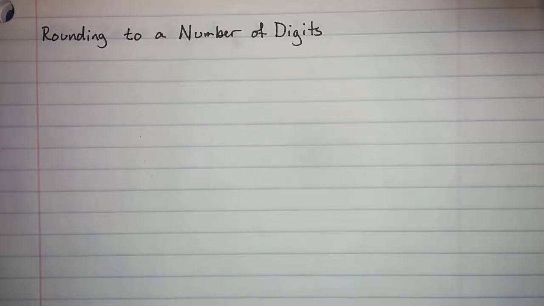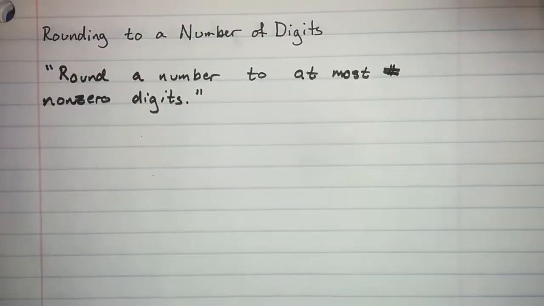The phrasing that we will tend to use is round a number to at most some quantity of non-zero digits. That just means round so that, except for zeros at the end, you only have so many digits. Let's see an example.